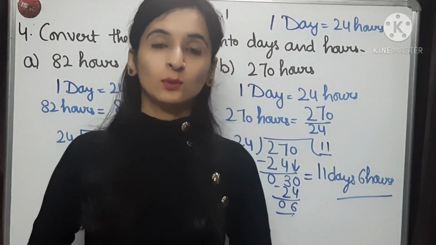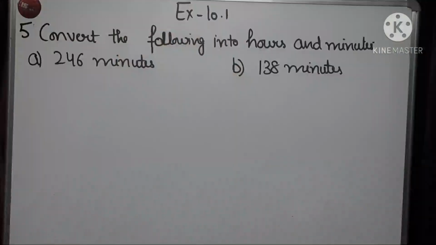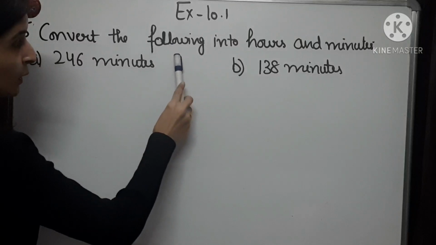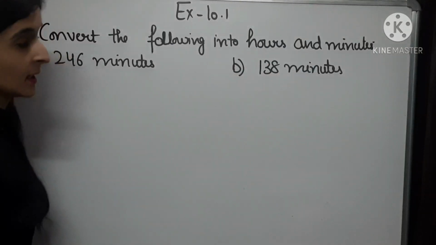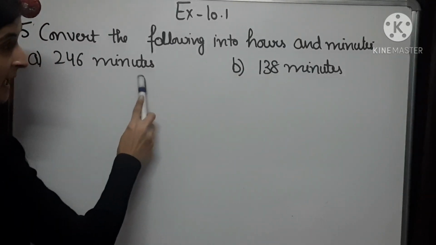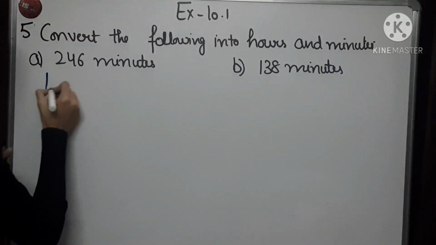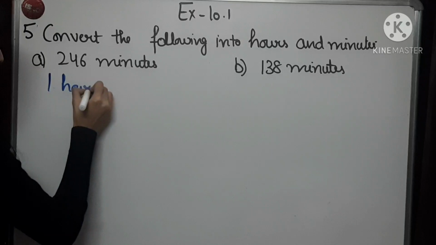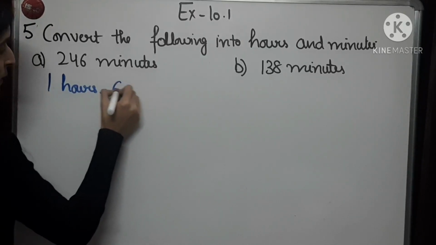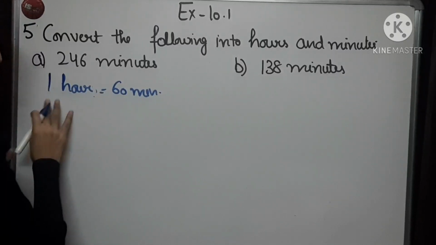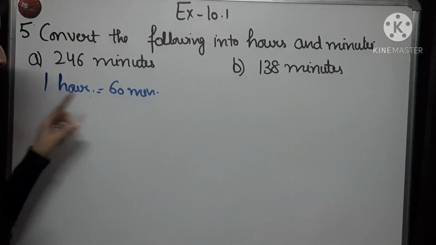Now let's come to question number 5. Question number 5 is convert the following into hours and minutes. Here we have given in minutes and we have to convert in hours and minutes. As we all know that there are 60 minutes in 1 hour. So 1 hour is equal to 60 minutes.